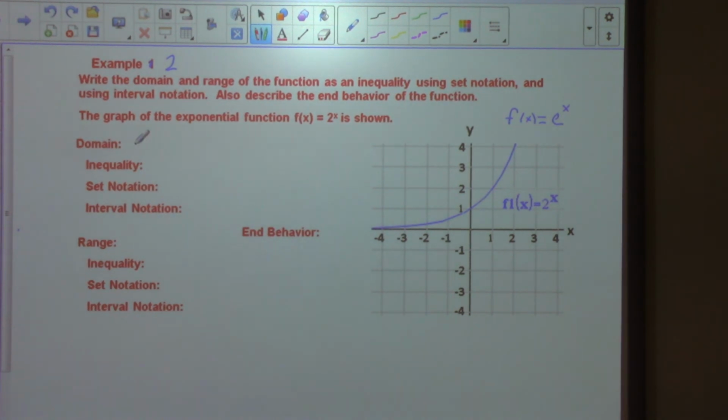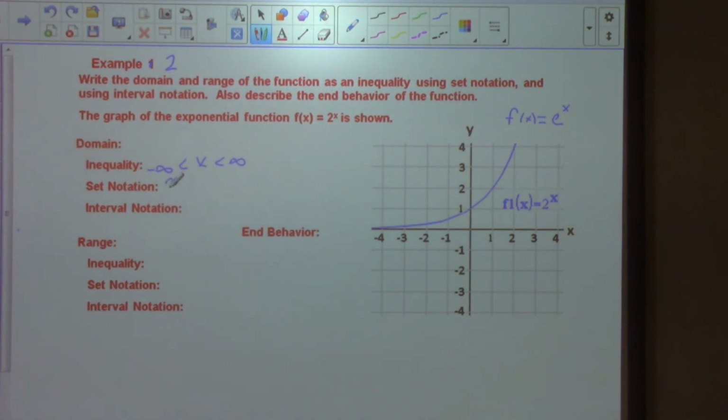Okay, for this one here, is the domain for this function going to be the same as for the last one we had? Yeah, it's going to be all real numbers, right? So it's going to be like this. Greater than negative infinity, less than infinity.